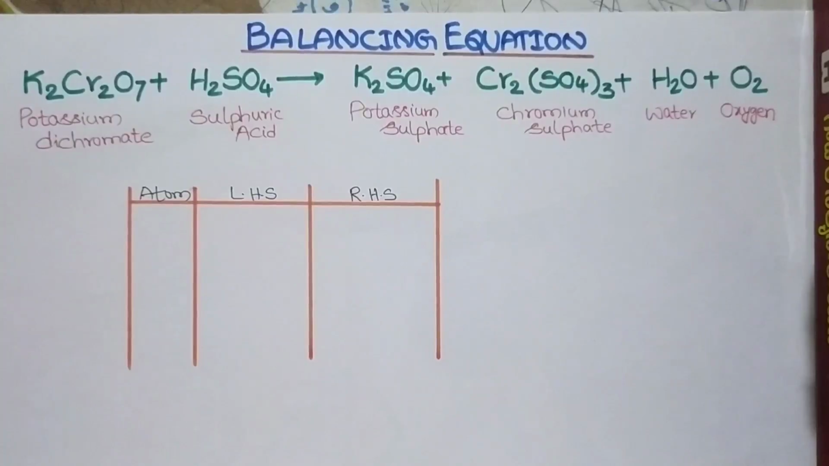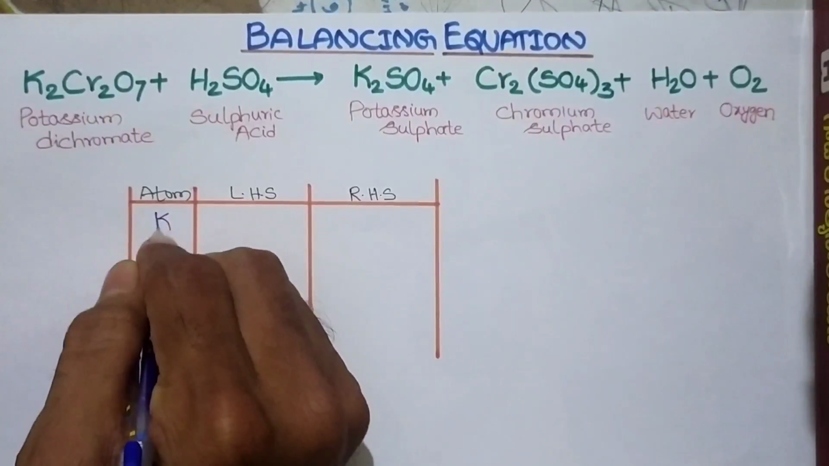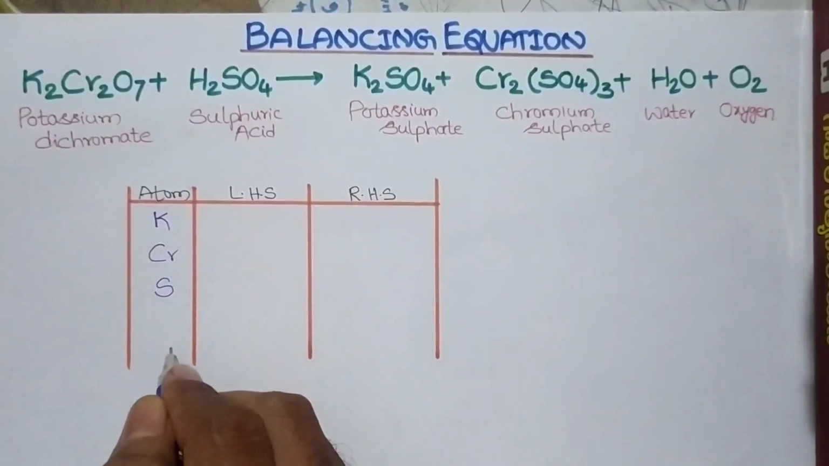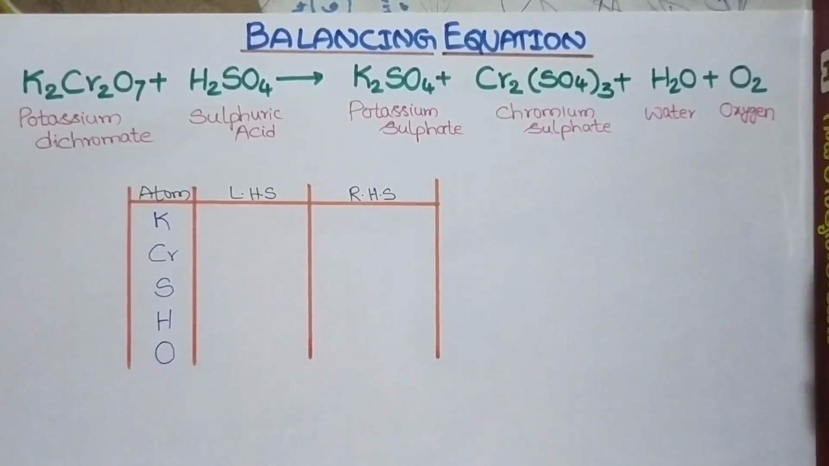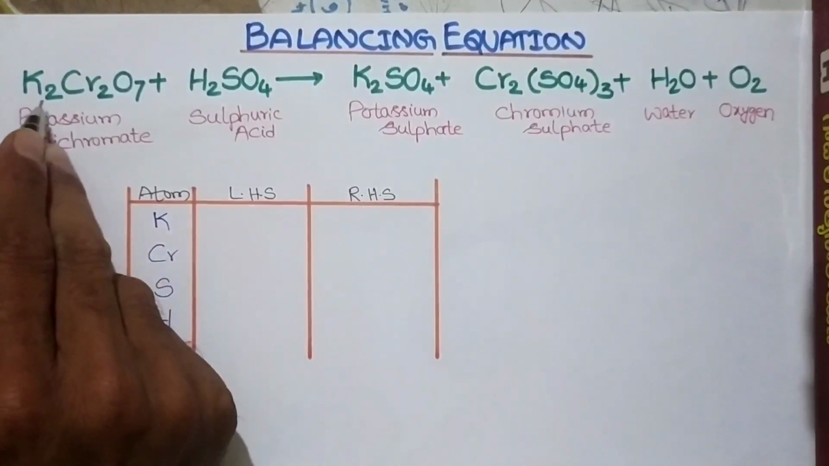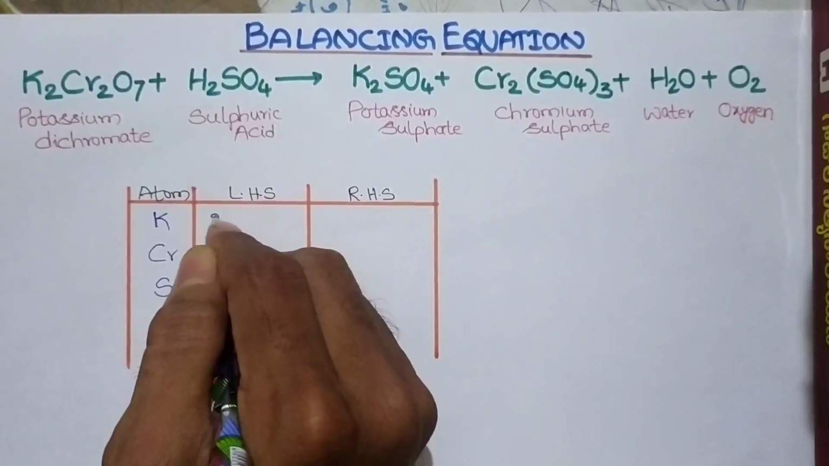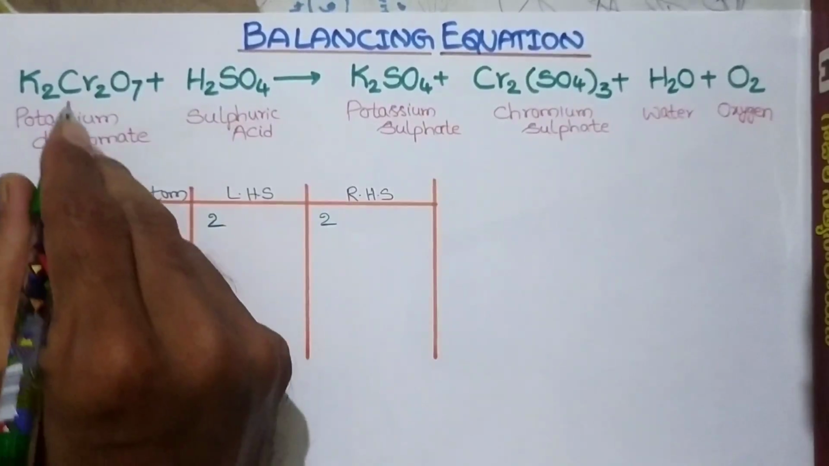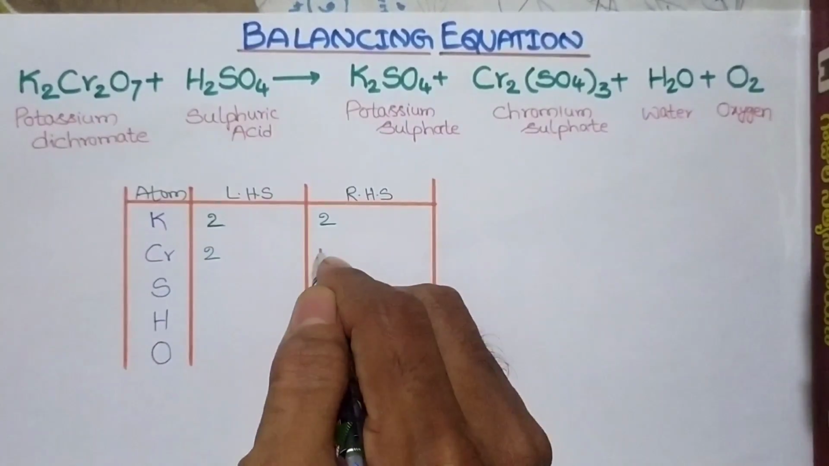Now let us write the atoms one by one. The first one is potassium, that is K. The second one is chromium, next is sulfur, next is hydrogen, and the last one is oxygen. Here I would like to write the number of atoms. On the left hand side 2 potassiums are there, so I am writing 2. Right hand side also 2 are there, so I am writing 2. Similarly, chromium left side 2, and right side also 2.